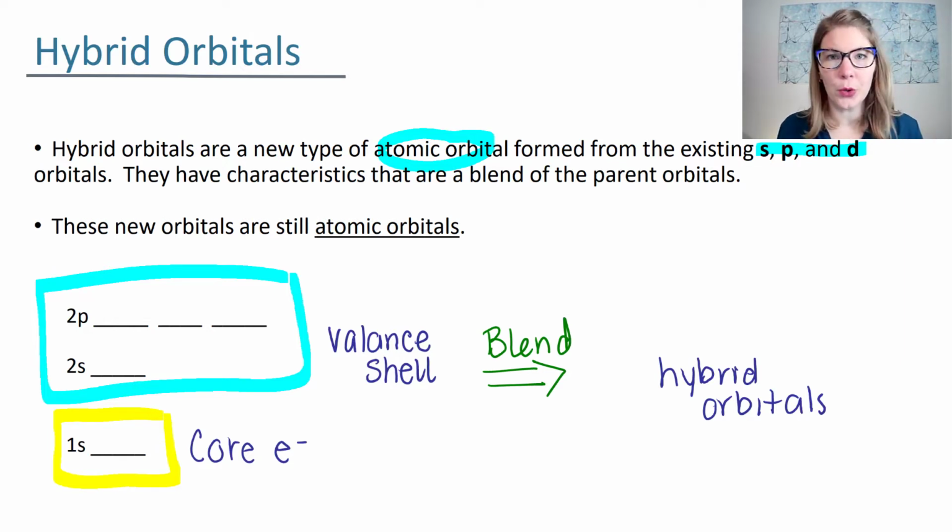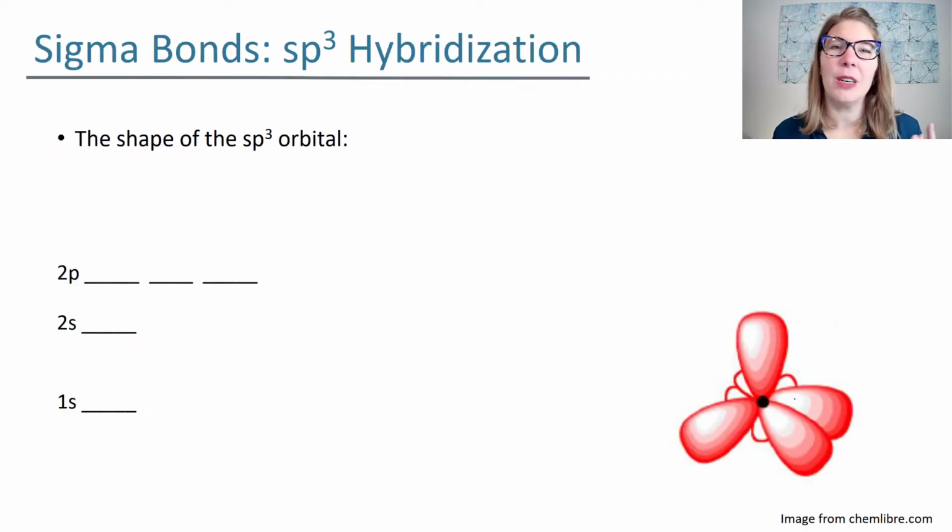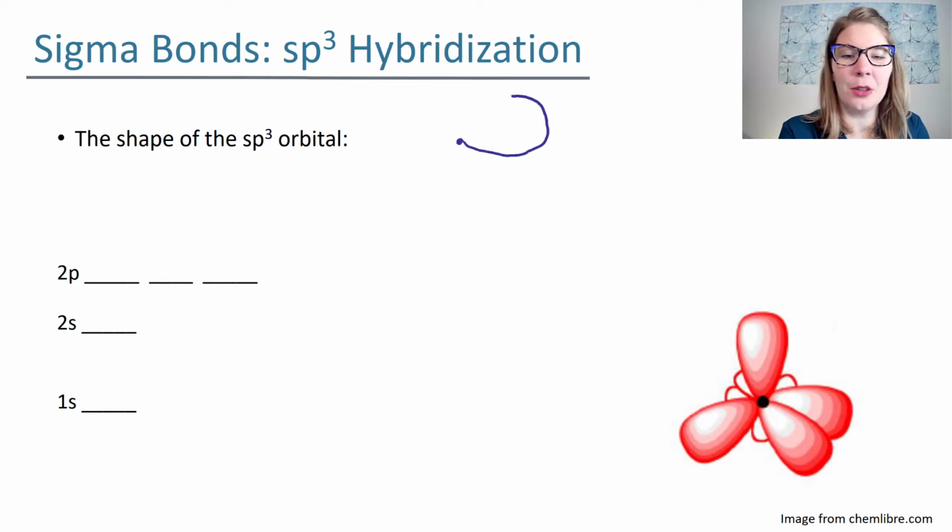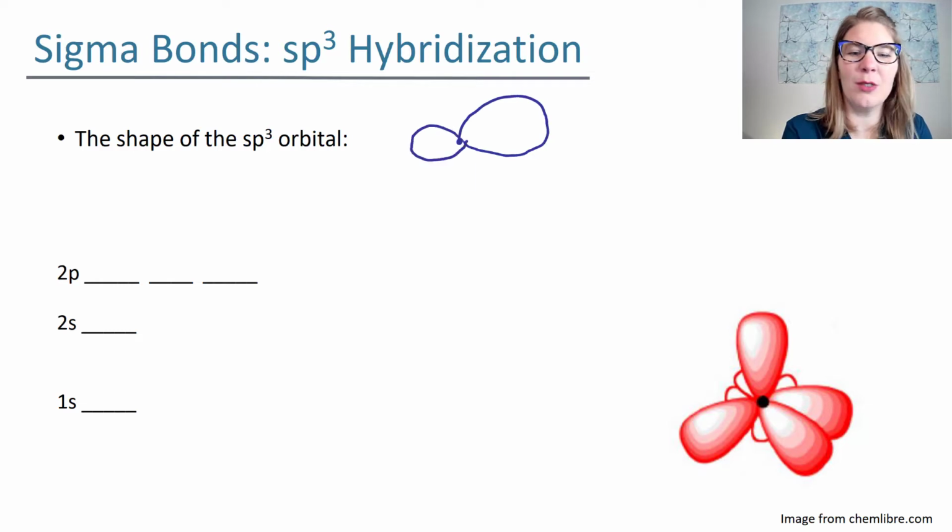Let's go through the creation of the sp3, the sp2, and the sp hybrid orbitals. Look at what blends, look at what's left over, and talk about how this ends up relating to what you need to know in organic chemistry. When we talk about sp3 hybridization, this is probably our most common, and our sp3 hybrid orbital has a shape that looks kind of like the p orbital, except one side is a little bit bigger and more spherical. That's the best I can draw.